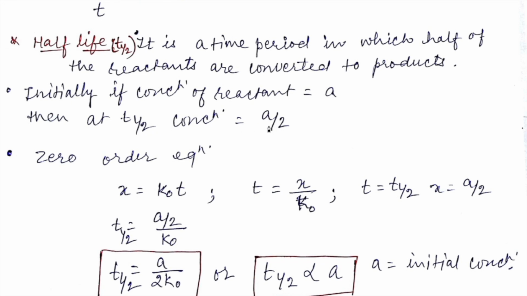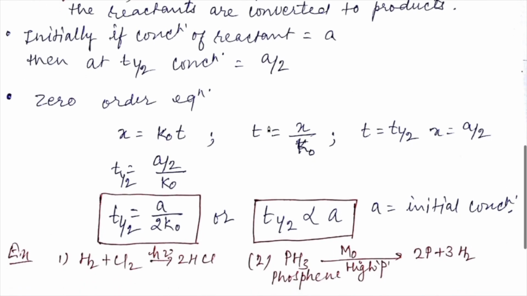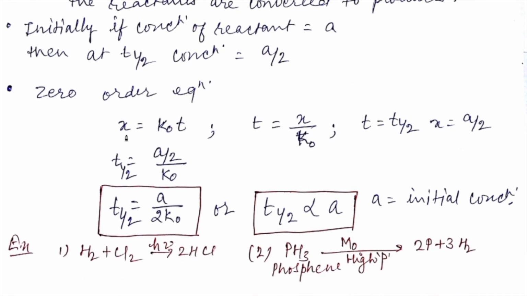To find its derivation, again we start with this integral rate equation: X is equal to K naught T. T half we want to find out. So the equation for T is X upon K naught. In place of T we put T half, and in place of X we put A by 2. By putting these values, the overall equation for T half comes out as A upon 2K naught.